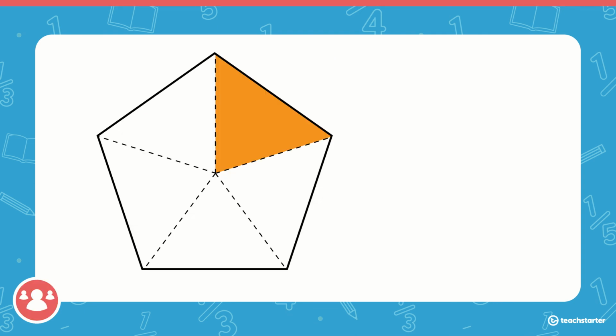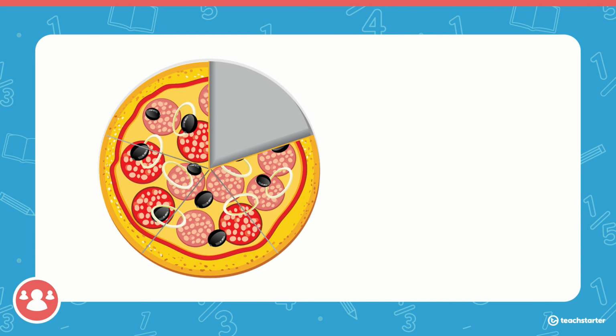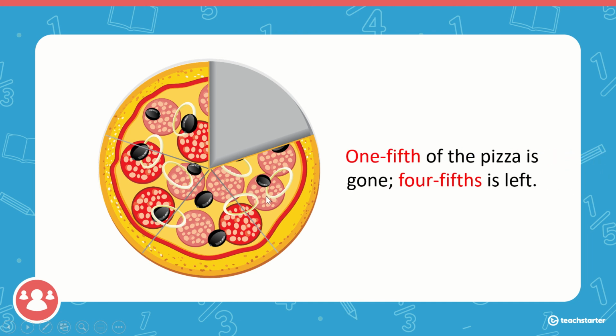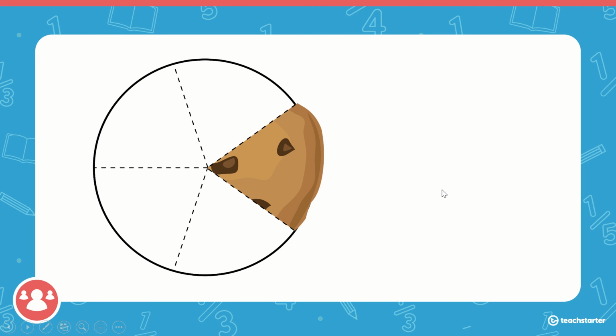So just like this, have a think. What's been colored in? What's white? So 1/5 of the pentagon is orange and 4/5 is white. Ooh, let's have a look at this. How many fifths are left in this pizza? Have a look at this one.